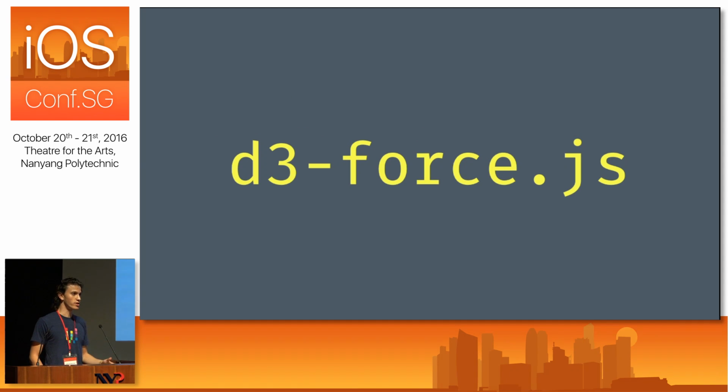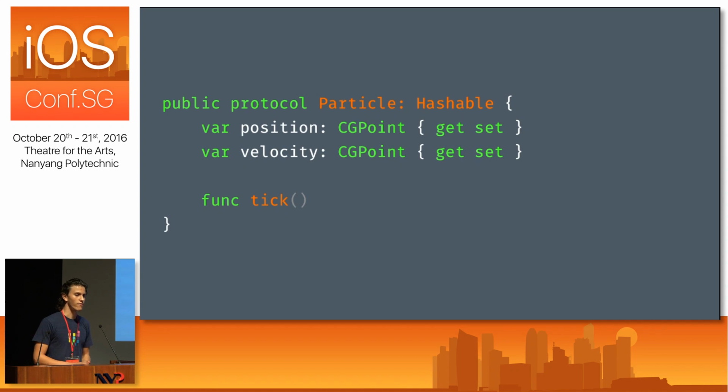So I'm going to jump into code and show you where I started implementing this. But I took inspiration from a library called D3 Force. It's part of the D3 JavaScript library, and this is what they use for force-directed graph layouts. First, when I was building this, I needed something to represent the points on the graph, all the different nodes. So I made a protocol called Particle. Every particle has a position and a velocity, and a tick method. The tick method is used to actually set the position of the view on screen.